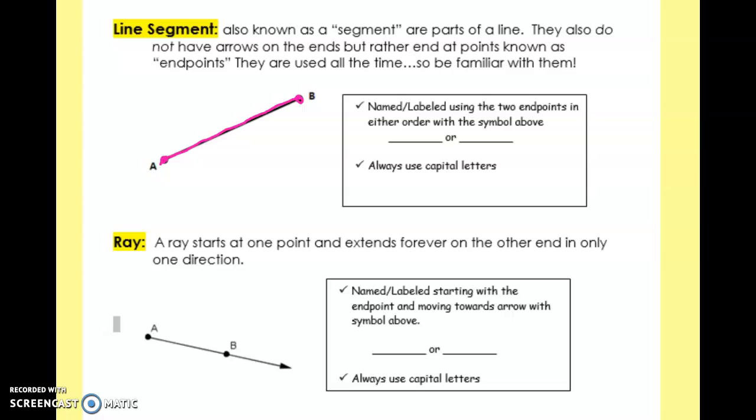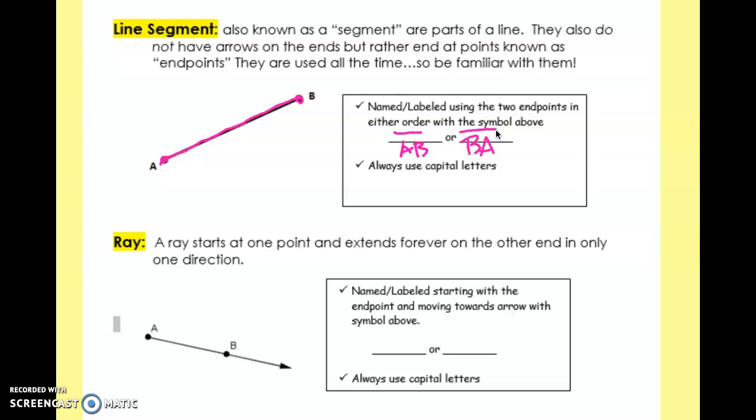As far as labels, again, the order does not matter, and you simply use the symbol above it. So I could call this line AB, or I could call it line segment AB or line segment BA. Again, always use capitals, and that's how you'll see them appear in the figure.